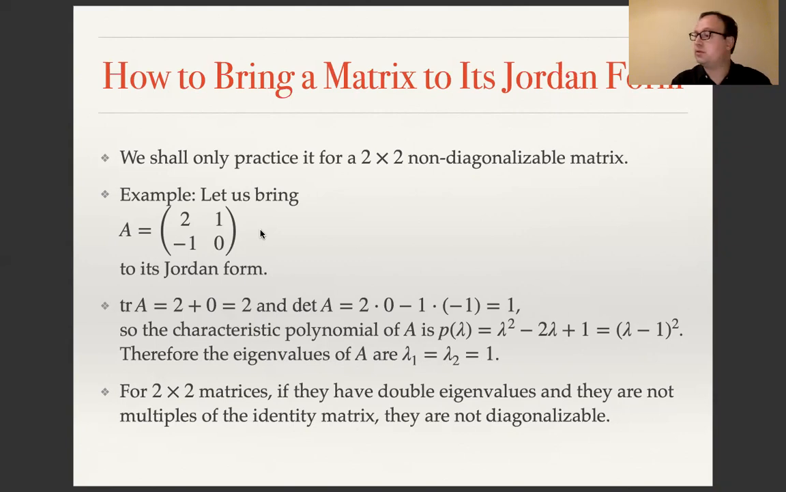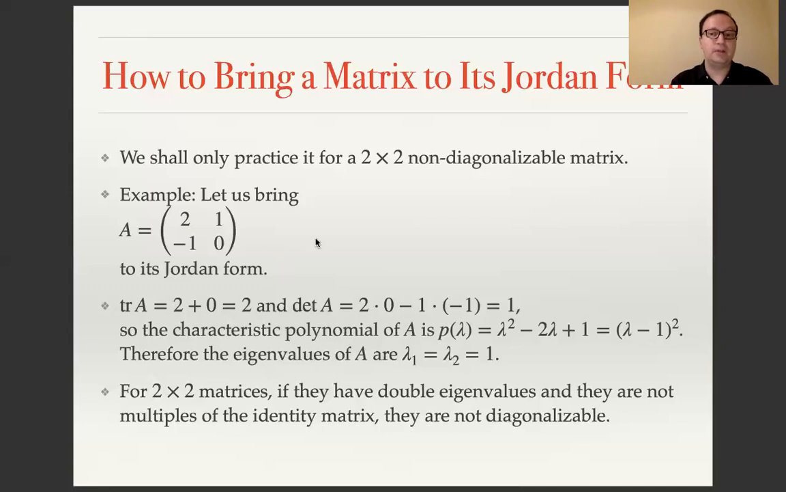Actually, in our case here, the Jordan form is unique. Only the change of basis matrix is non-unique. But if there were several Jordan blocks, then the Jordan form will not be unique, because the Jordan blocks can appear in any order along the main diagonal.